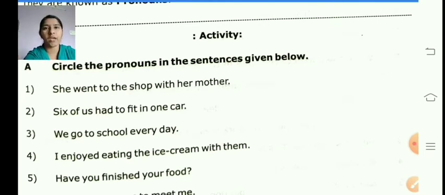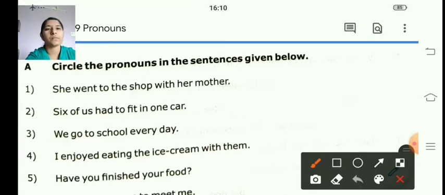So we are going to circle the pronouns. Pronouns are words used instead of nouns, right? So here, which are the pronouns? Okay, we'll read the first sentence. She went to the shop with her mother. Here you have to circle the pronoun she. Right? She is a pronoun.